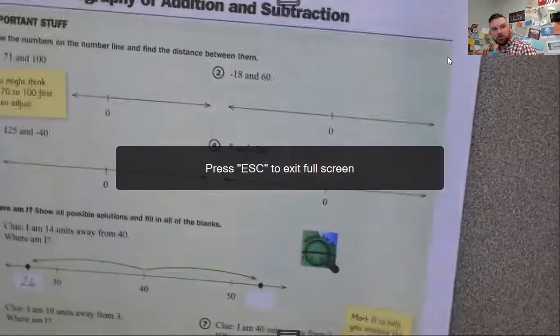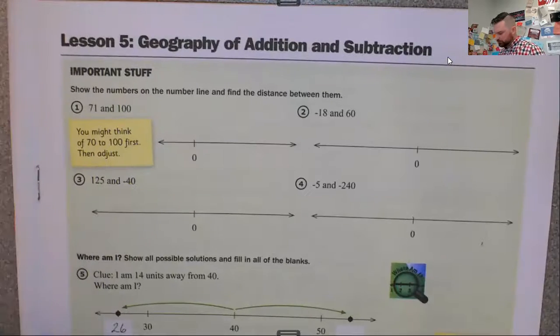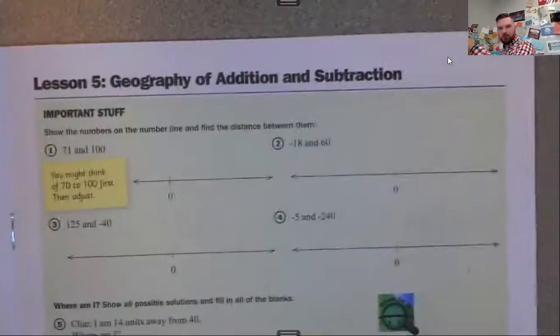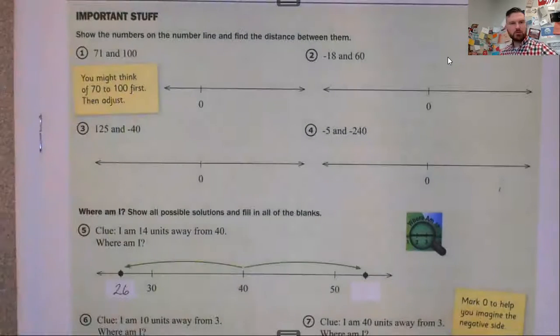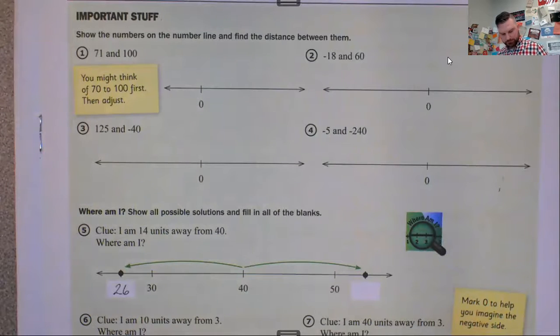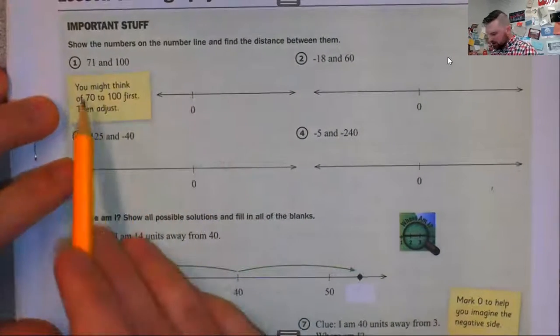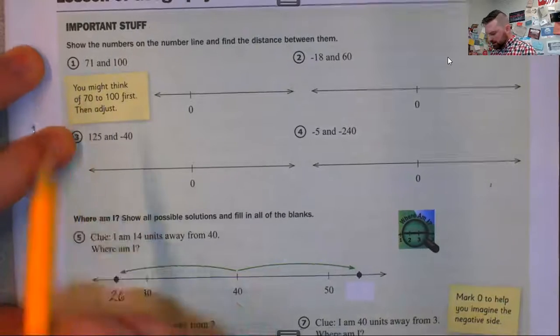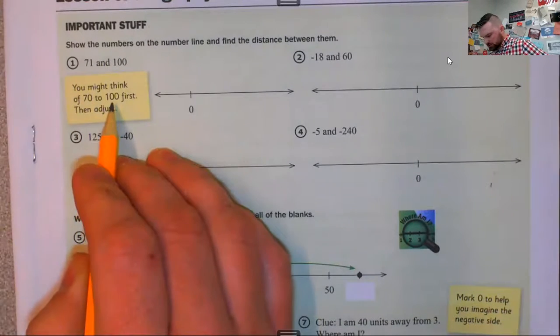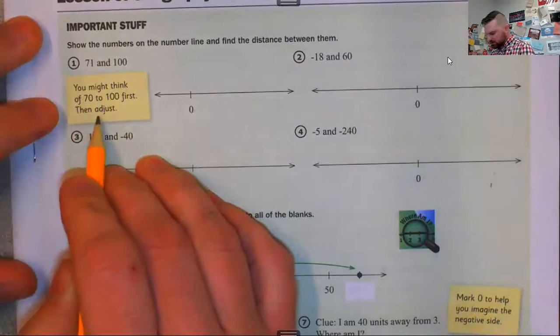So here we are on page 21 at the top. We'll go through the green stuff and then pause, and then in the next lesson, we will go through the stuff to make you think and the tough stuff problem. So here it says, show the numbers on the number line and find the distance between them. Okay, so we're going to plot 71 and 100 on this number line. And it says you might think of 70 to 100 first and then adjust, okay?